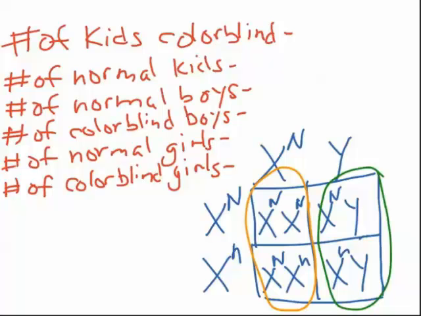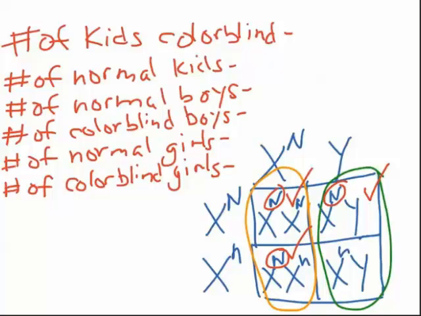So when I'm asking about all the kids, I look at the whole Punnett square. If I'm looking, I'm going to say that this is a normal kid, this one is going to be a normal kid, this one's going to be a normal kid, because they all have at least 1 dominant N, giving them the chance to have normal sight.